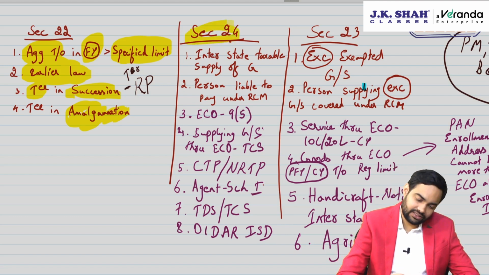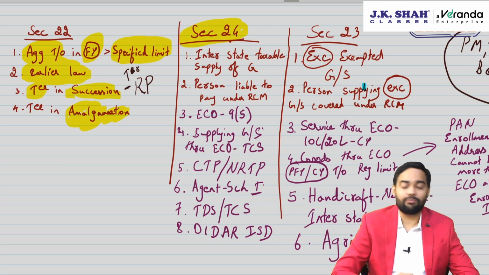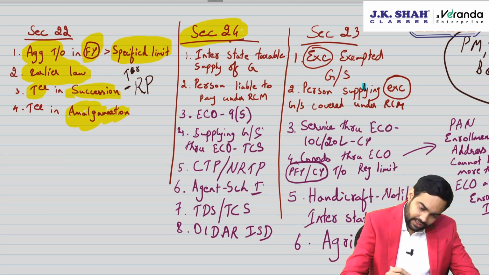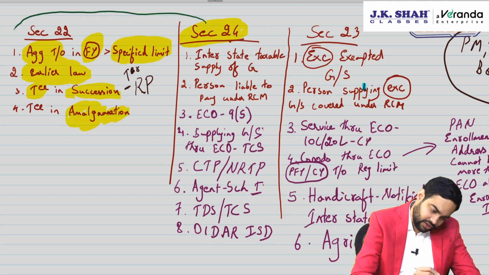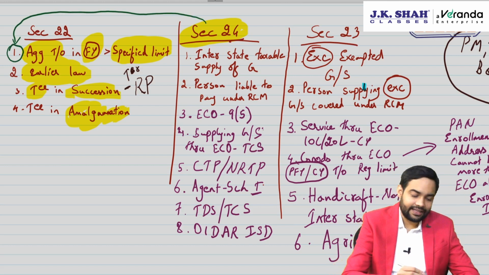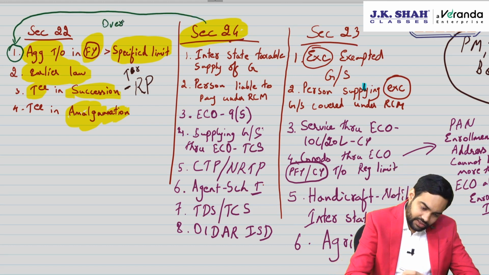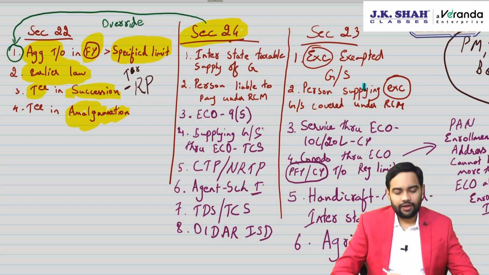Then coming to section 24, which talks about compulsory registration. Now 24 clearly says that I override 22(1). That means irrespective of the turnover, you have to take registration.